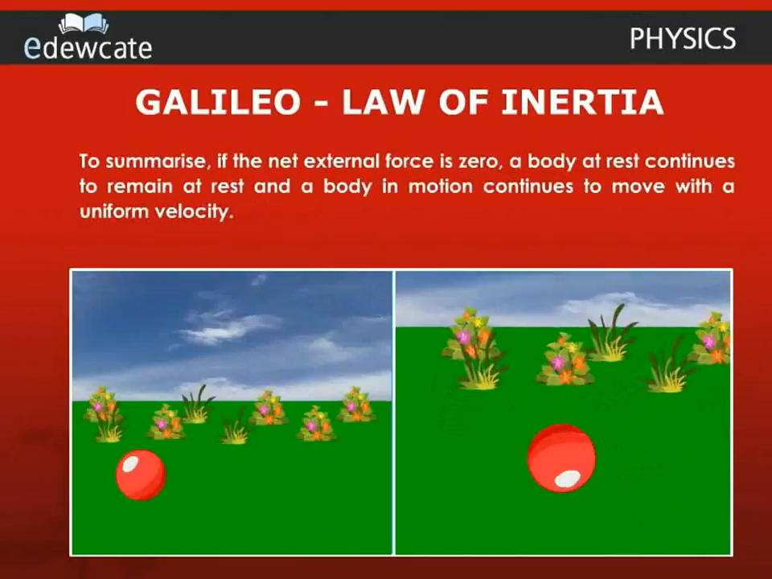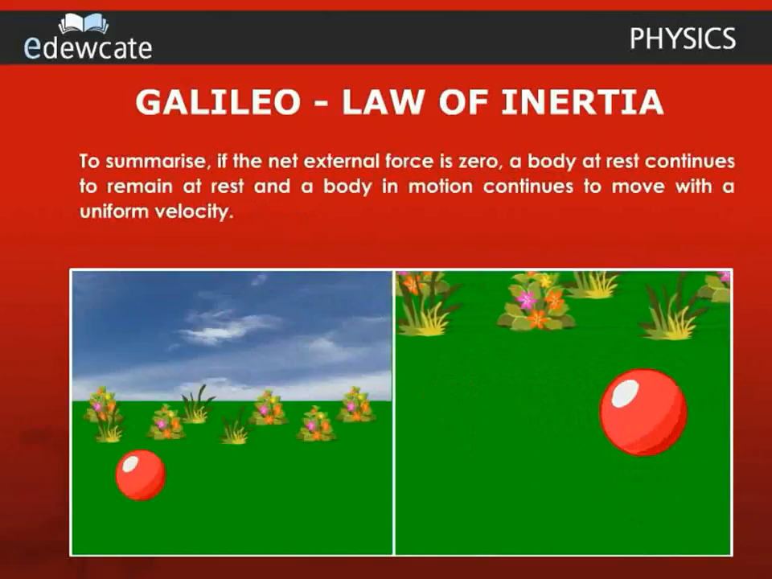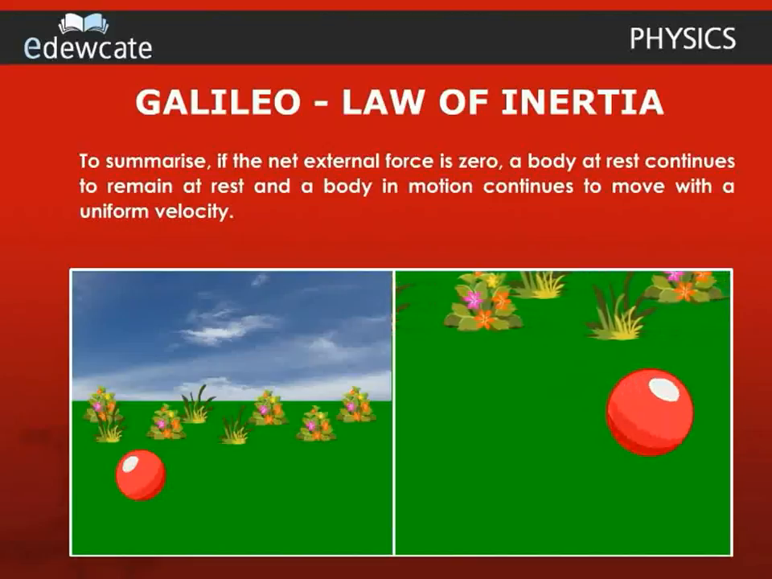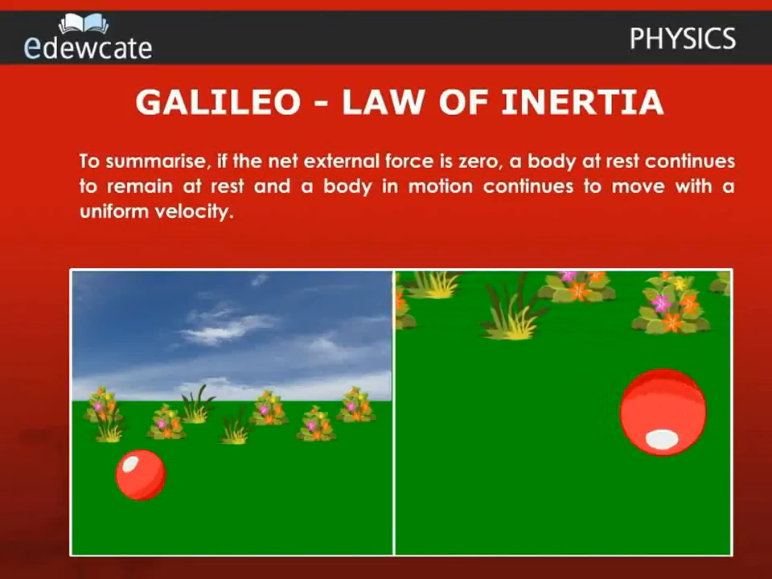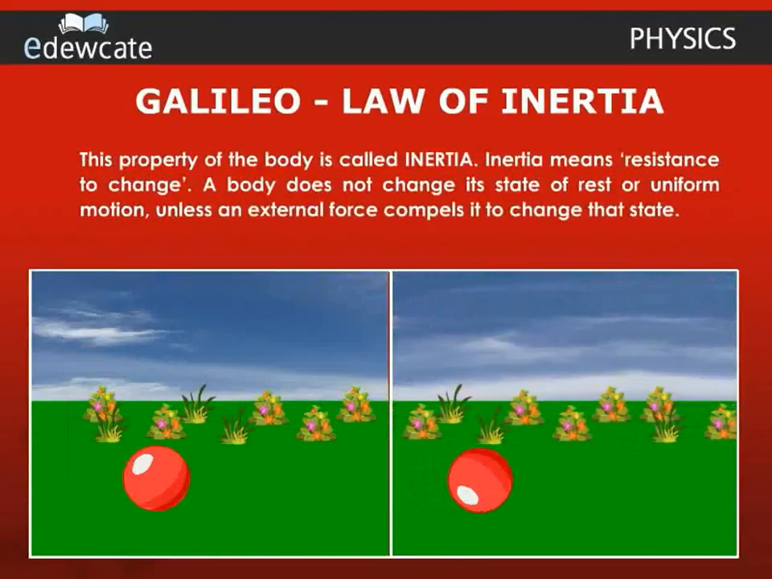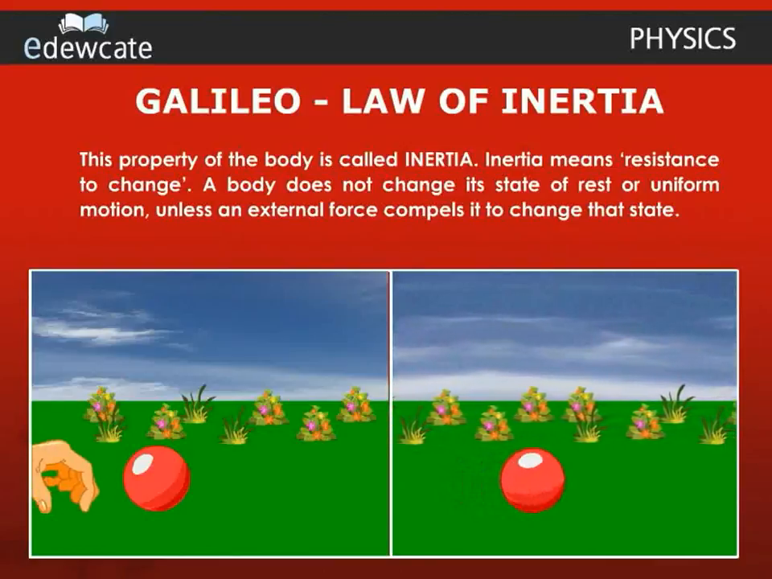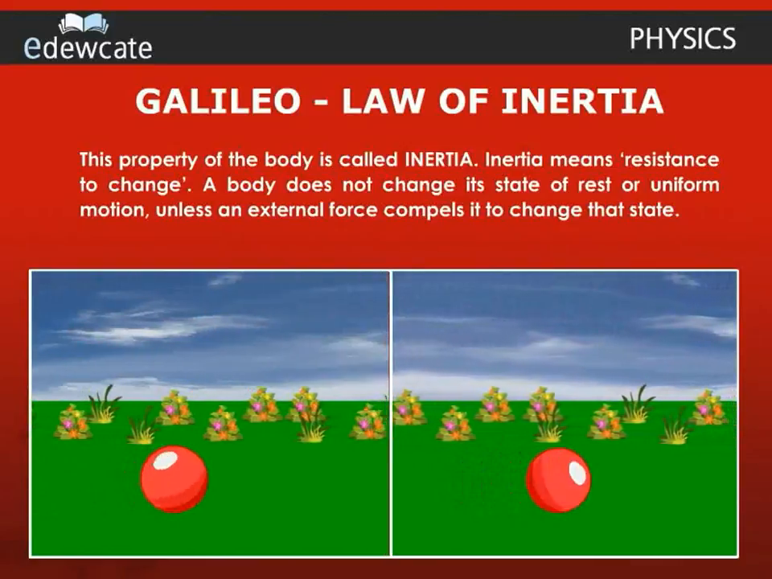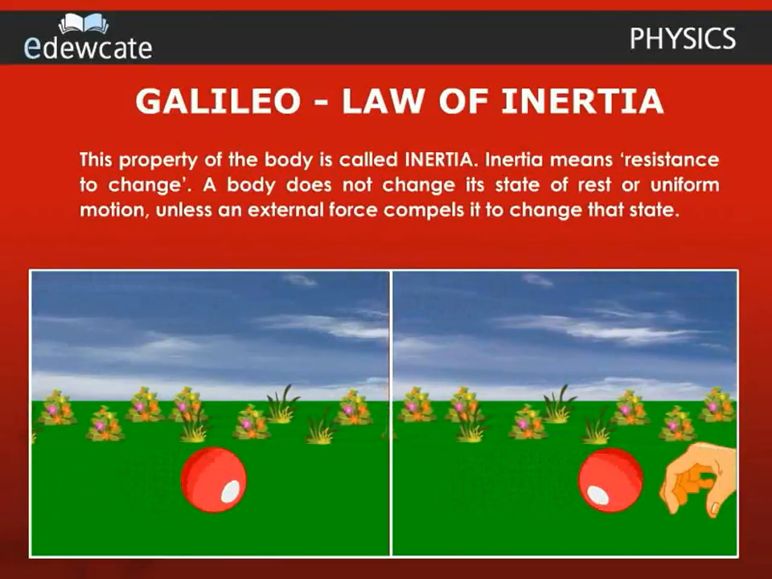To summarize, if the net external force is zero, a body at rest continues to remain at rest, and a body in motion continues to move with a uniform velocity. This property of a body is called inertia. Inertia means resistance to change. A body does not change its state of rest or uniform motion unless an external force compels it to change that state.